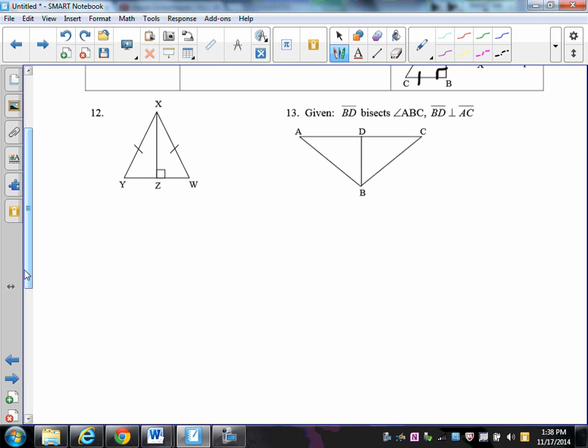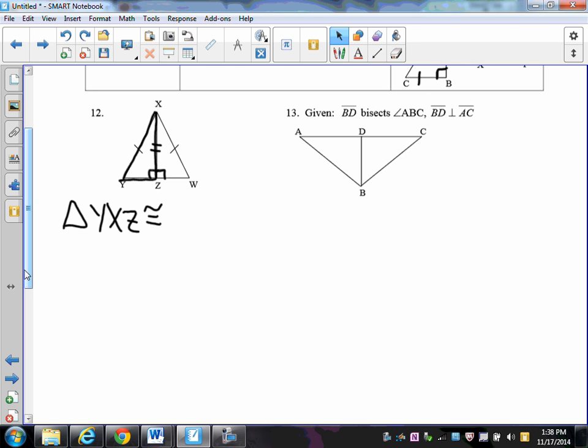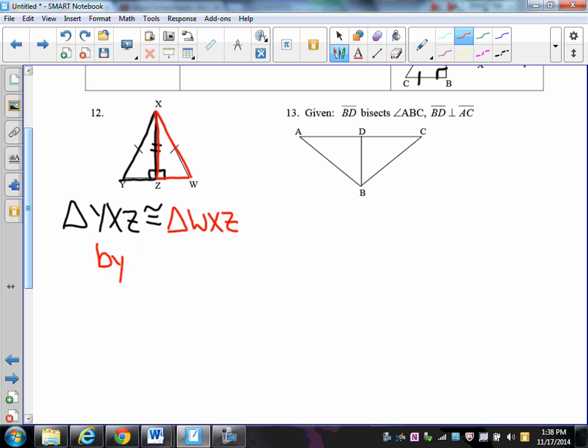So let's take a look at number 12. We have a right triangle. And by the reflexive property, we know that XZ is going to be congruent to XZ. So we have triangle YXZ, so that's using 1 tick mark to 2 tick marks, is congruent to triangle WXZ, 1 tick mark to 2 tick marks. So that's by hypotenuse leg.